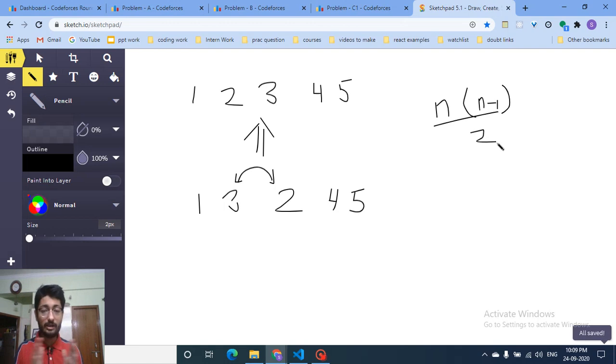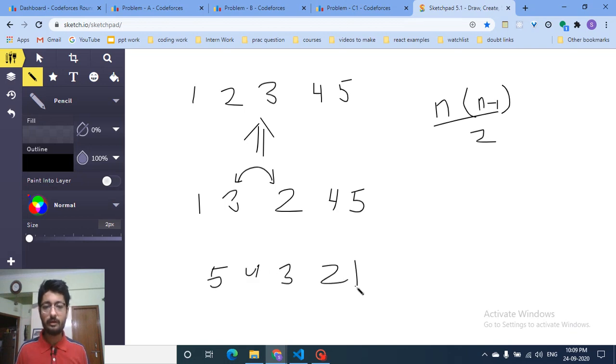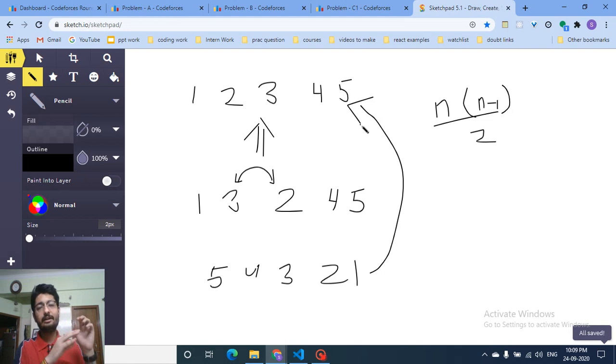So if the whole array is in decreasing order, let's assume that the whole array is 5 4 3 2 1, and we want to make it sorted in this increasing or non-decreasing form. So in this format, the maximum number of inversions you have to do is n times (n minus 1) divided by 2. Why? Because you have to invert every pair. So for inverting every pair, how many pairs are there?